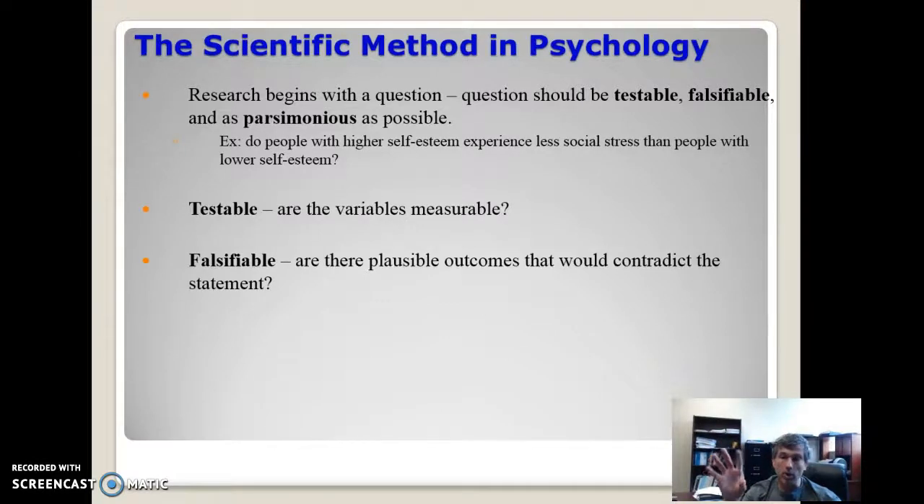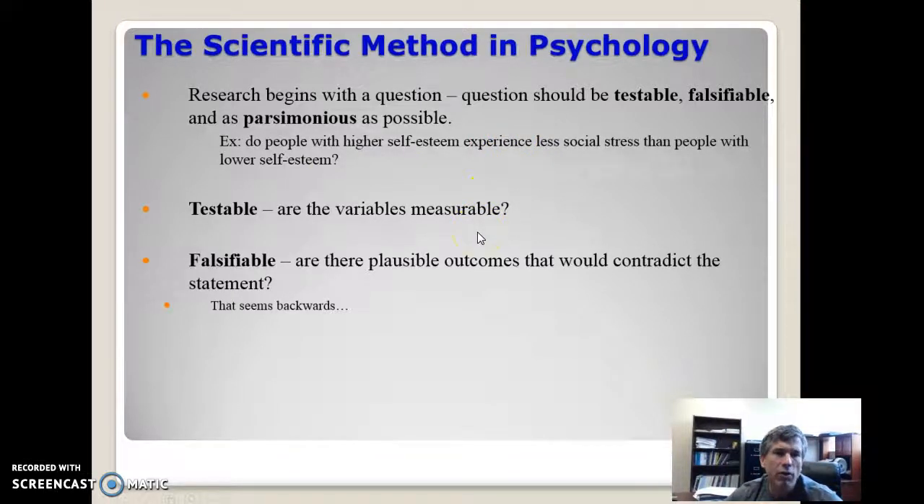Falsifiability is really important because a lot of old psych theories were not falsifiable. They were so abstract and squishy, you could move them around to interpret basically any possible behavior, any possible result. That's why you don't see many people that believe them anymore. Now, falsifiability sometimes seems backwards to people.